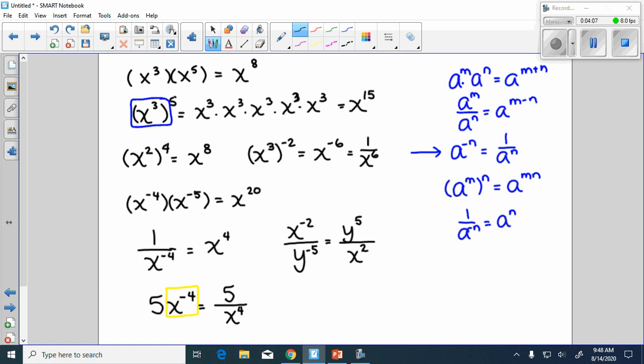Extending on this idea here, our product rule, which is different. That is a lie. Look at what I did. That's not x to the 20th. I hope you were all yelling at me at home. What should that be there? If I add negative 4 plus negative 5, I get negative 9. This is an addition rule, just like this one was up at the top. Negative 9 means 1 over x to the 9th power. Good grief, I got my eyes crossed this morning.